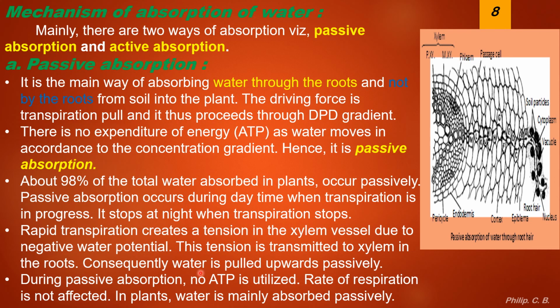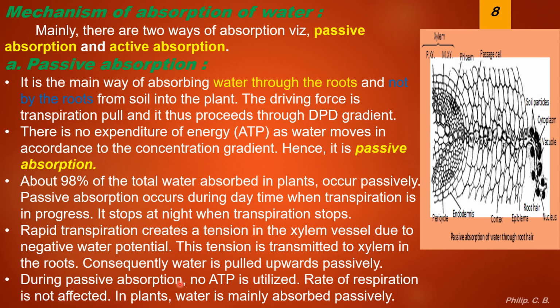Rapid transpiration creates a tension in the xylem vessel due to negative water potential. This tension is transmitted to xylem in the root hairs. Consequently, water is pulled upwards passively. So here the transpiration continues, from the various parts of the root into the xylem vessel, and the reason is negative water potential, and then further it is transmitted.